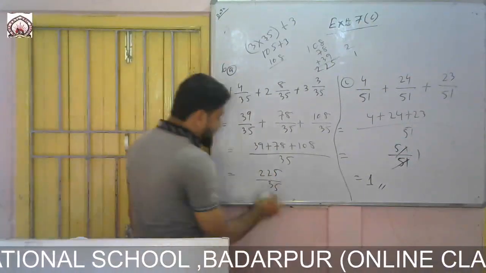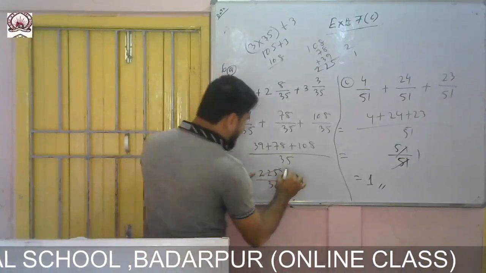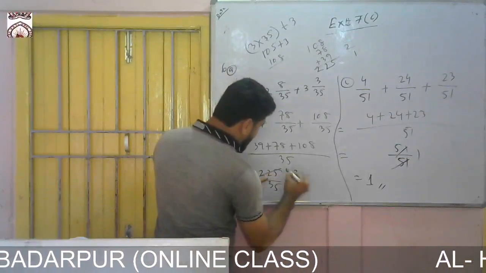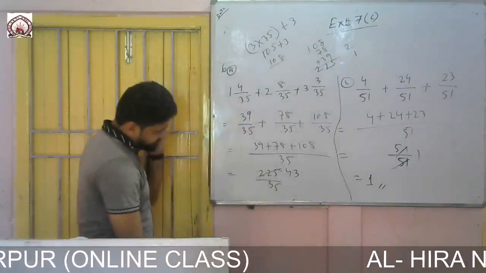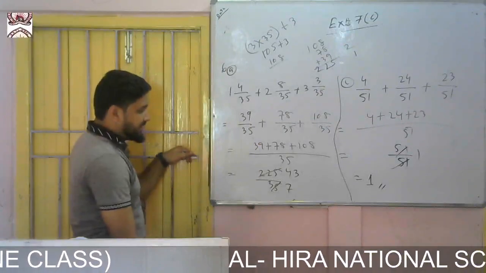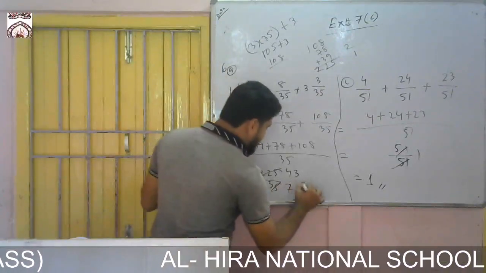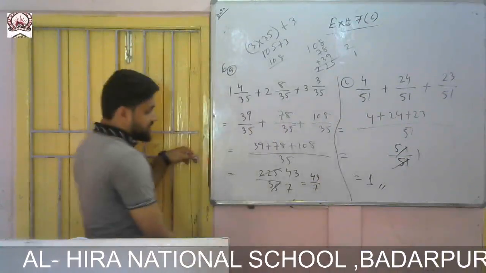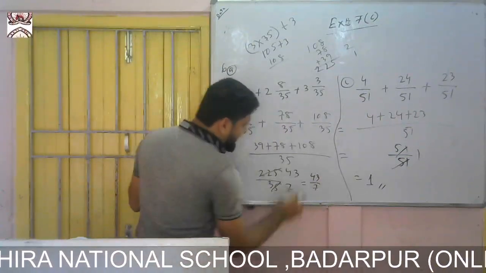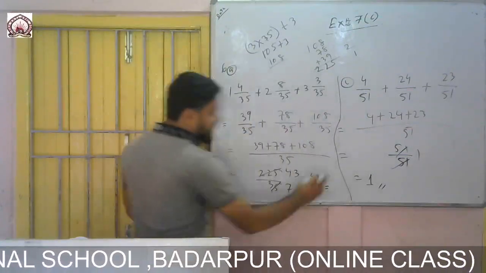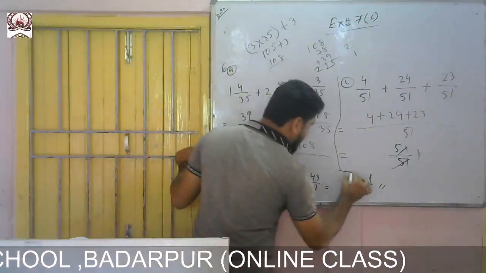Now you cancel with 5. 5 4s are 20, remain 15, 5 3s are 15. Now this one, 5 7s are 35. Now I cannot divide further. So it is 45/7. Write this one here. It is an improper fraction, so make it a proper fraction.